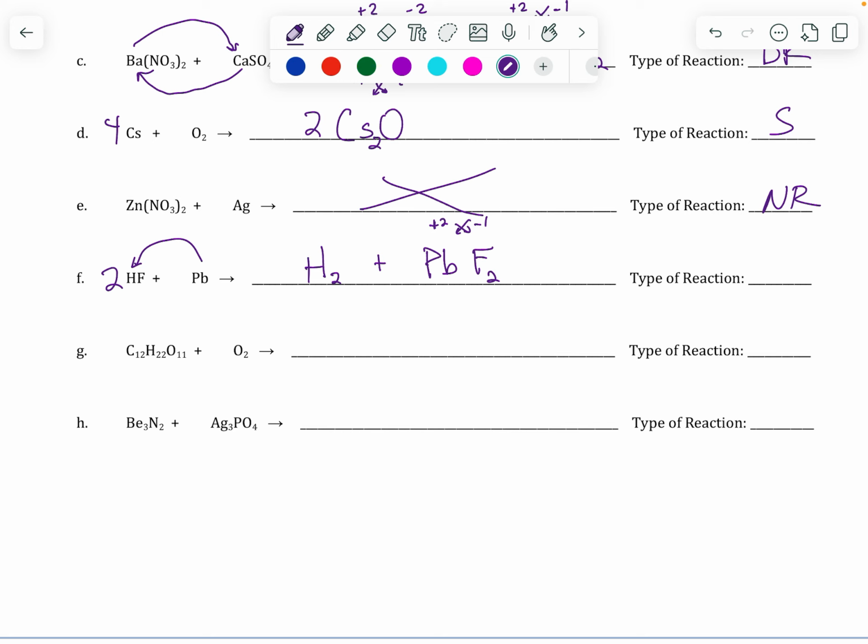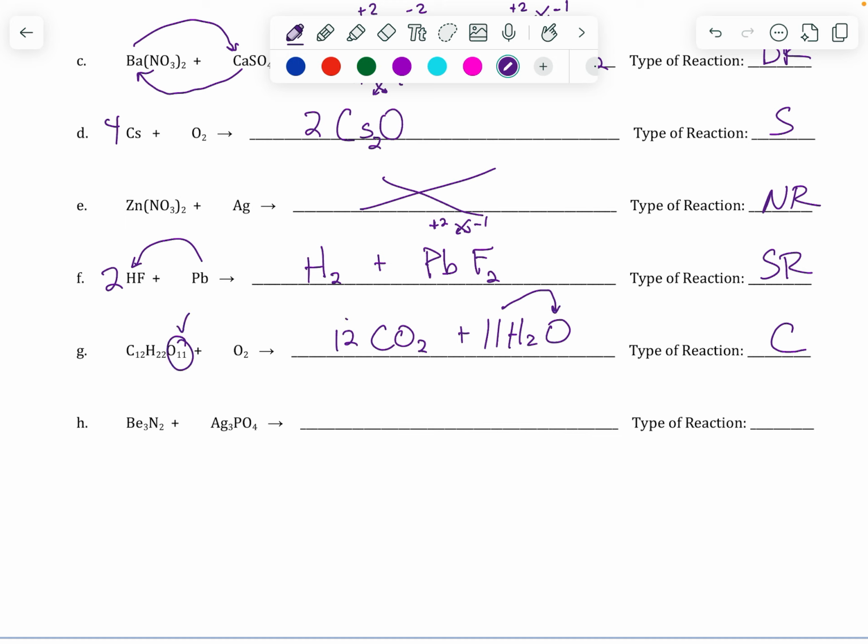Balance everything out the way that you want. C, then H, then O. I need 11 there. And then I'm going to end up seeing that by putting an 11 here, that gives me 11 oxygen, which actually balances out the 11 oxygen here.